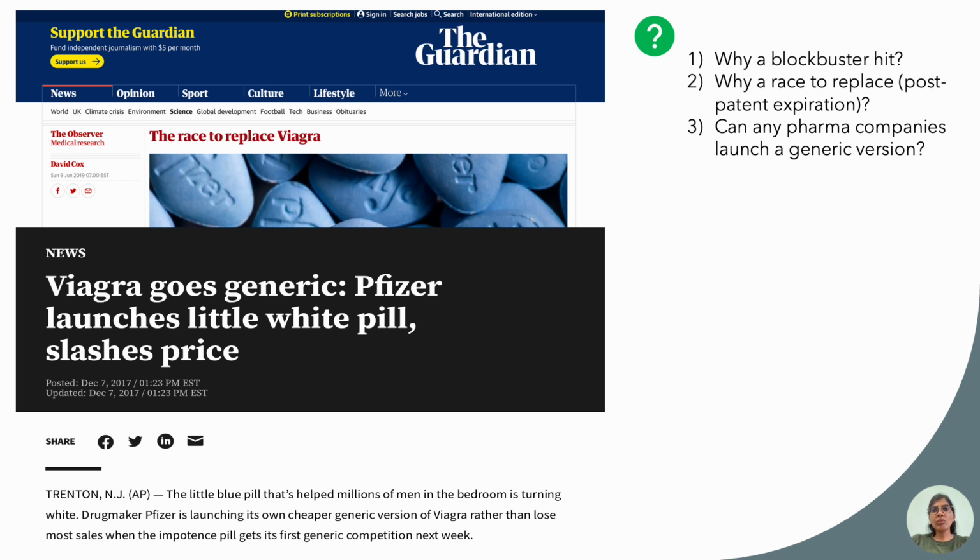Second, why was there a race to replace it post-patent expiration? Well, very simple. Because it's making money again. So obviously there would be a race, because when there's want and need, there is demand and production. And the third one, can any pharmaceutical company launch a generic version of this drug? Yep, any company can, as long as they purchase the active ingredient, since the patent has expired.